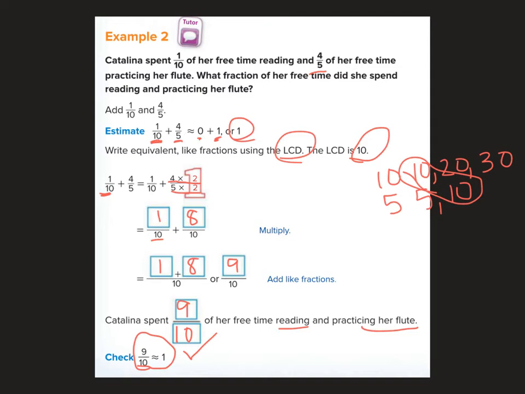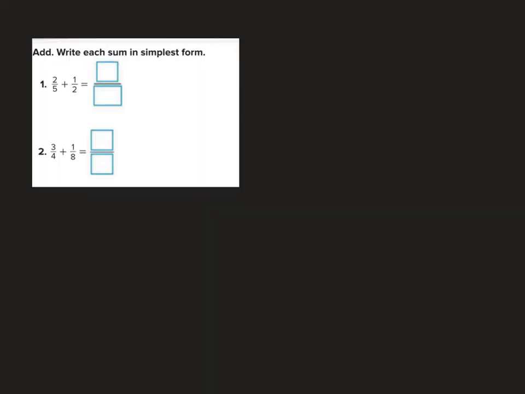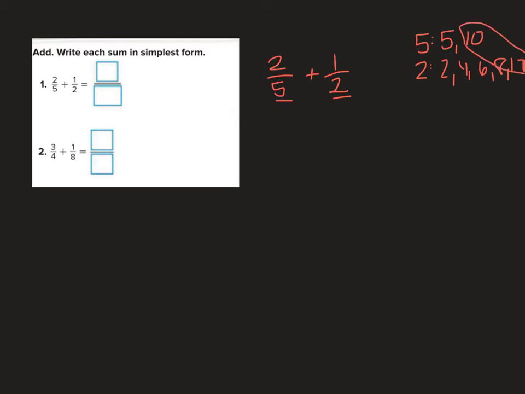All right, let's look at another one. Write each sum in simplest form. Now here's where I get to show you how I like to show my work. I'm going to add 2/5 plus 1/2. 5 and 2, where do they intersect? Let's count by 5s: 5, 10. For 2, I think we already know: 2, 4, 6, 8, 10. So 10 is where they're going to intersect.